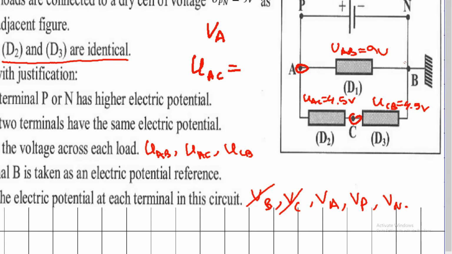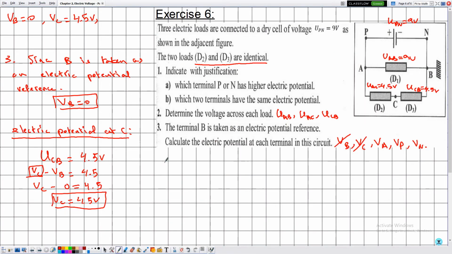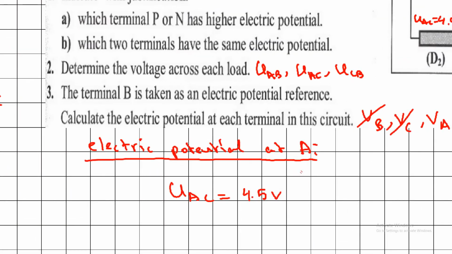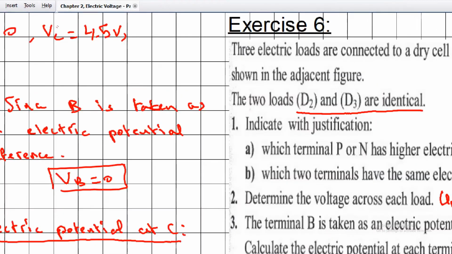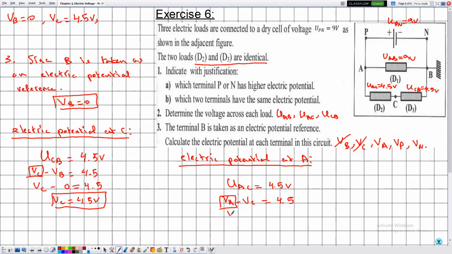So let's consider the point C, because we know the voltage AC to be given by 4.5 volts and we know the electric potential at the point C. So let me write here electric potential at A. Then we will consider the voltage UAC, or the electric potential difference, which is given by 4.5 volts. We are interested in determining the electric potential at A, which is extracted from this equation: VA minus VC is equal to 4.5. Now we are interested in determining VA. In order to determine VA, we need to know the value of VC, which was previously calculated to be 4.5.